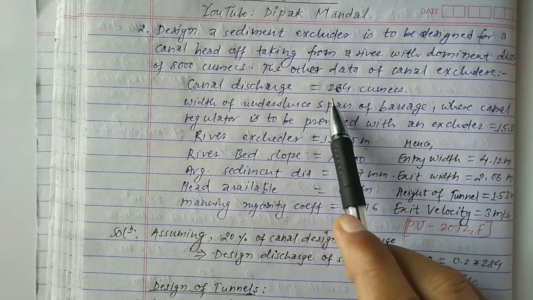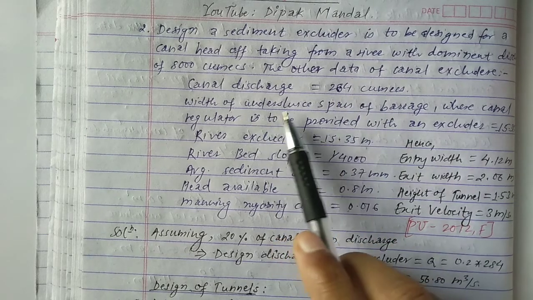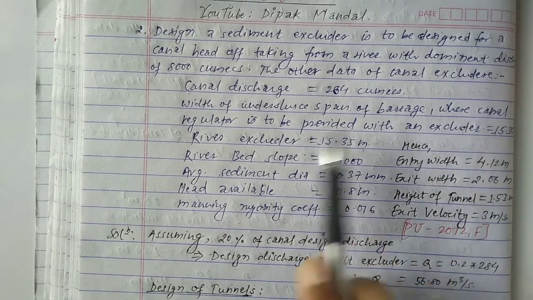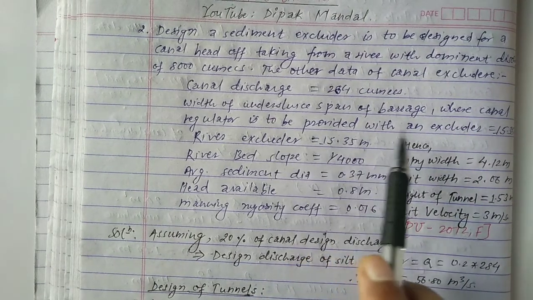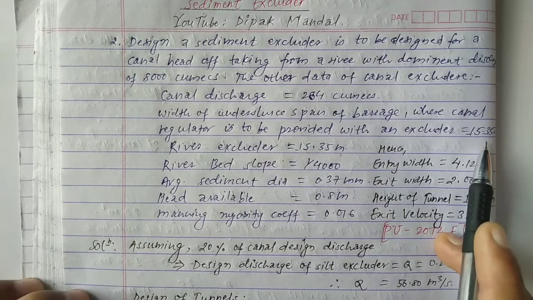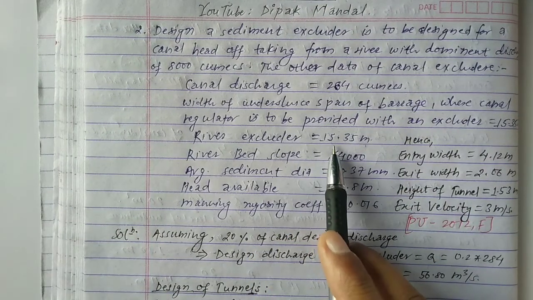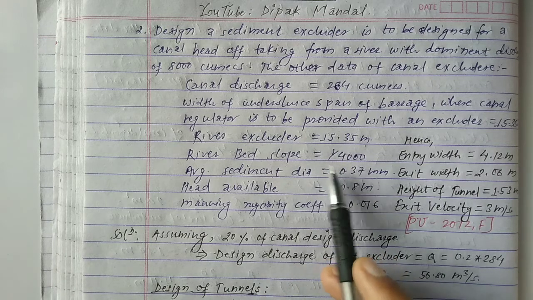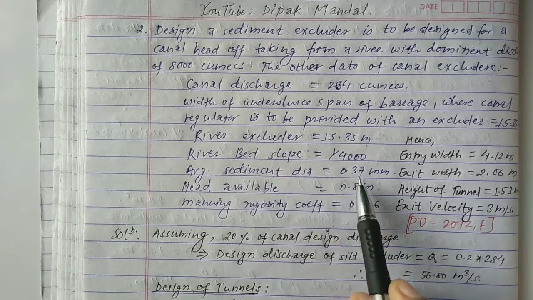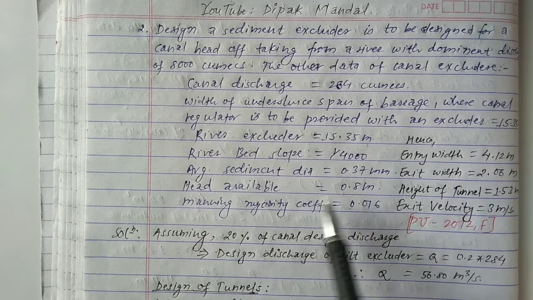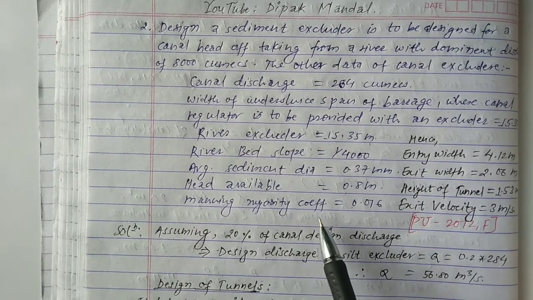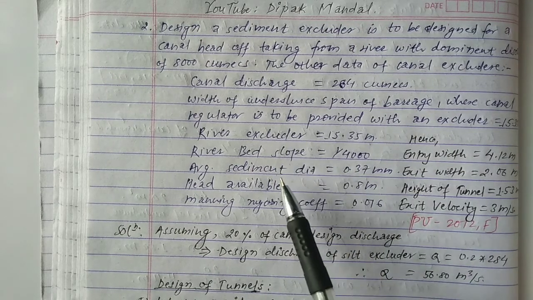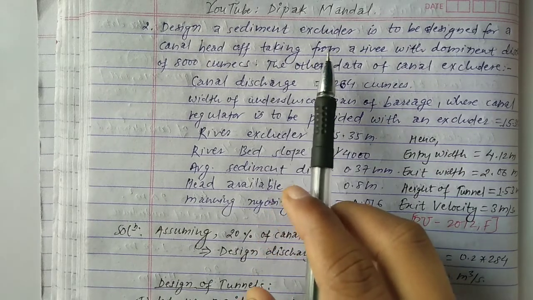Canal discharge is given as 284 cubic meter per second. Width of under sluice span of a barrage where the canal regulator is to be provided with an excluder is 15.35 meter. River bed slope is 1 by 4000. Average sediment diameter is 0.37 meter. Head available is 0.8 meter, and the rigidity coefficient is given as 0.06. So these all parameters are given for designing of the sediment excluder.